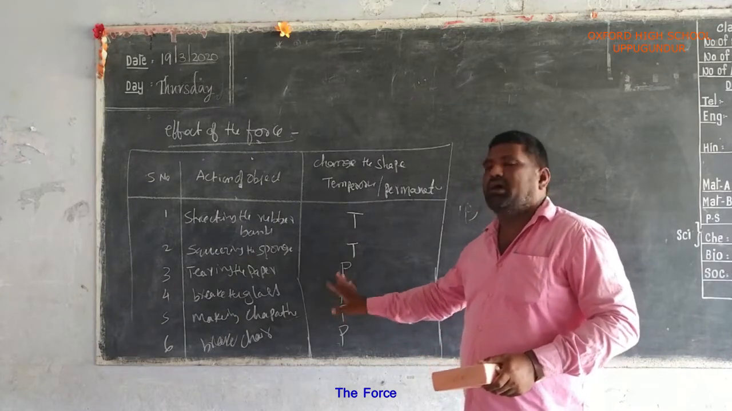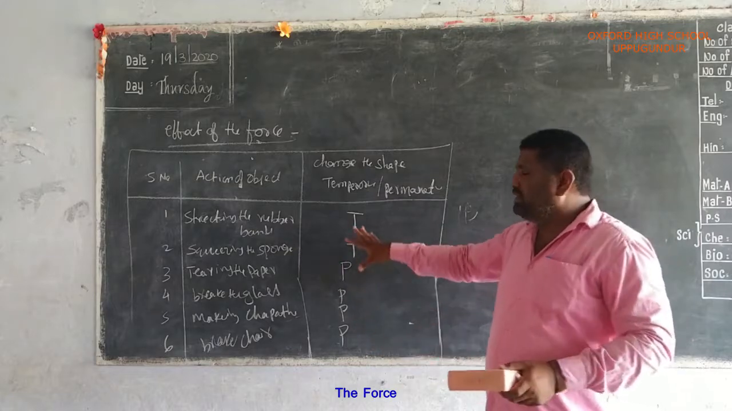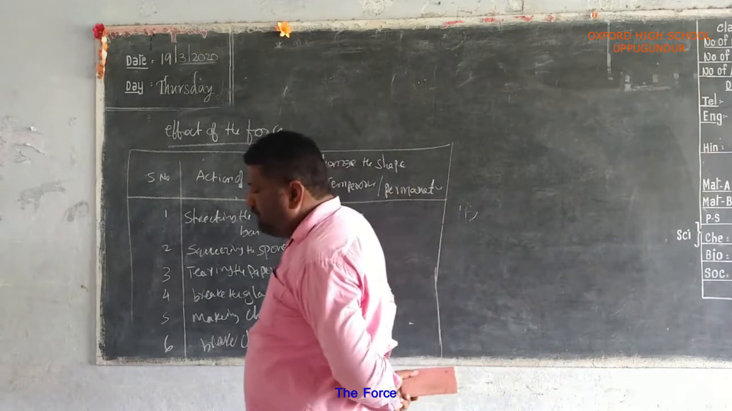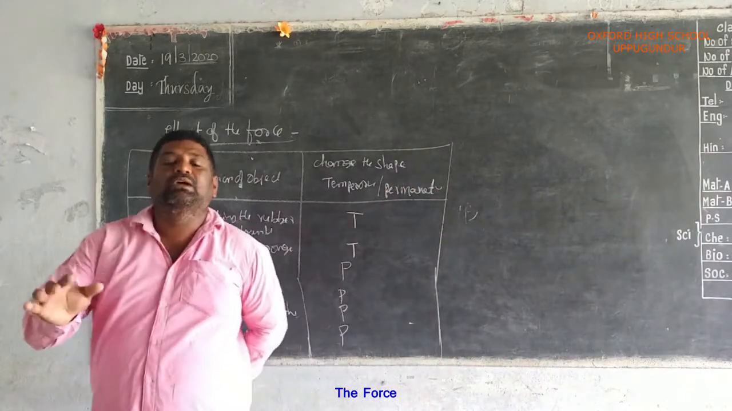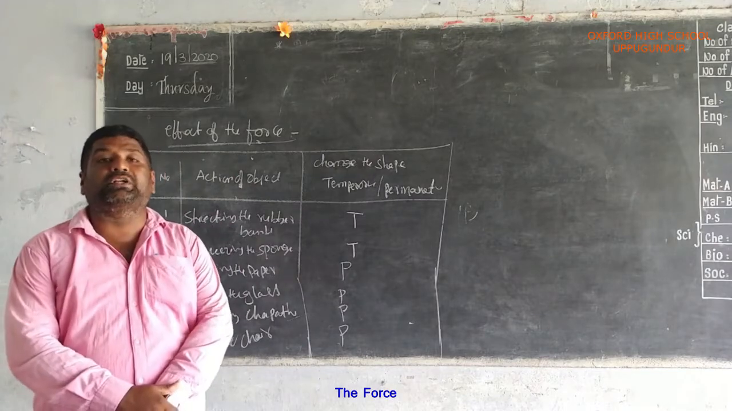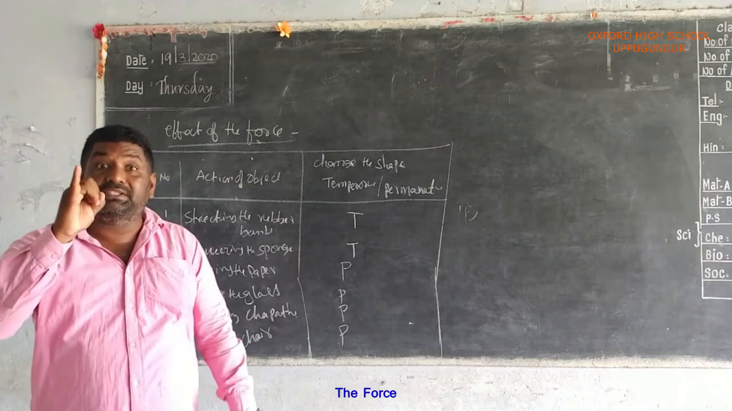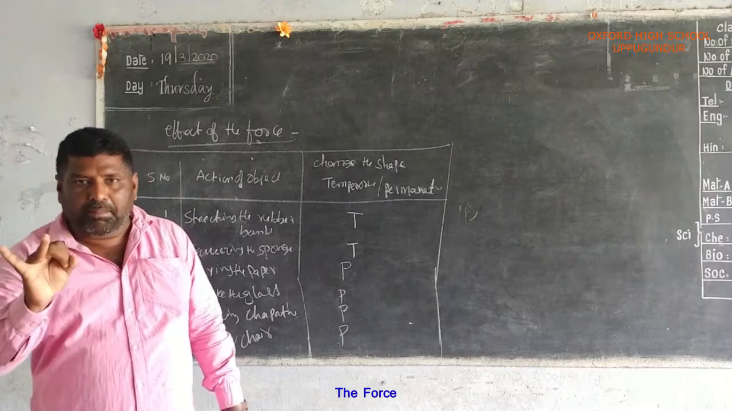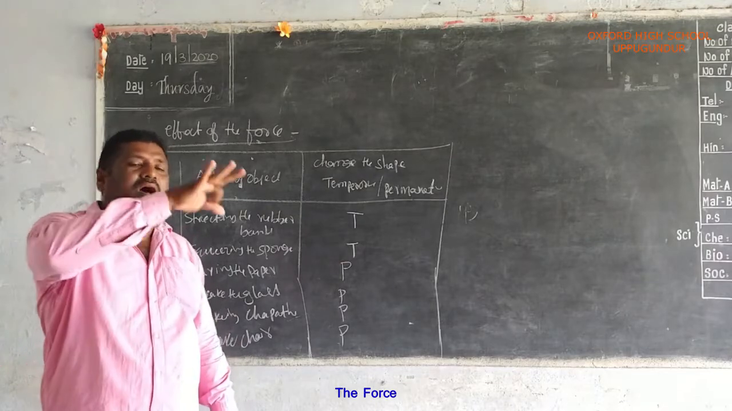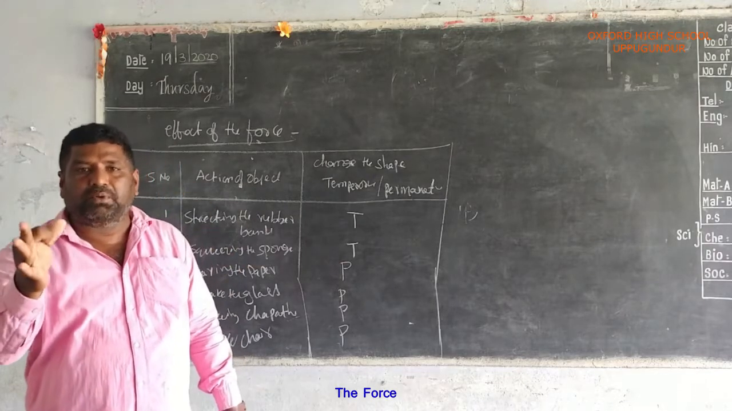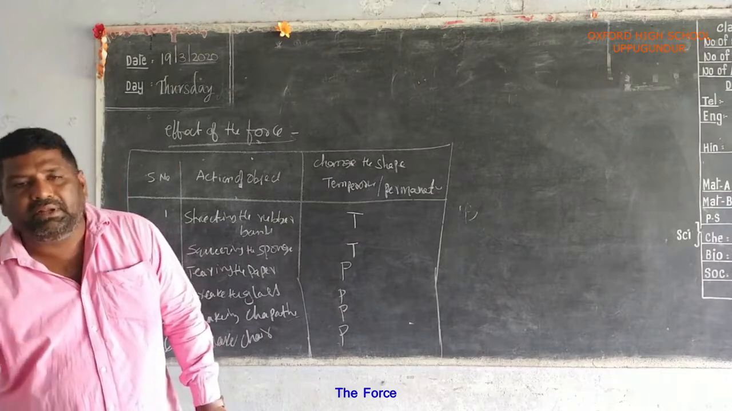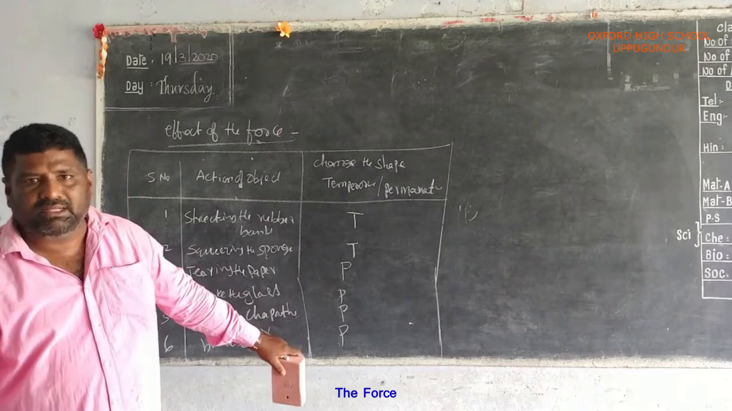It is coming permanently. Okay now, in this table, carefully observe that when we apply force on different types of objects, first of all they change their shape, temporarily or permanently. Are you all understanding?